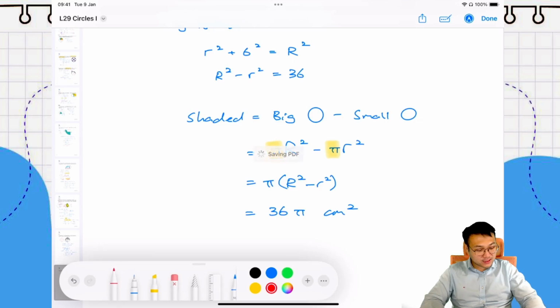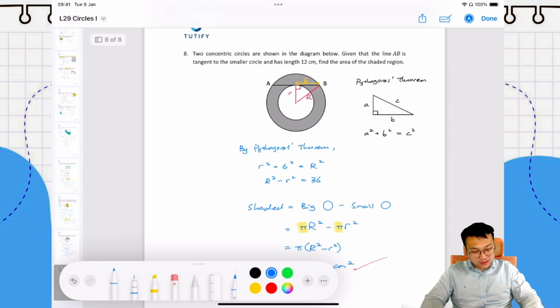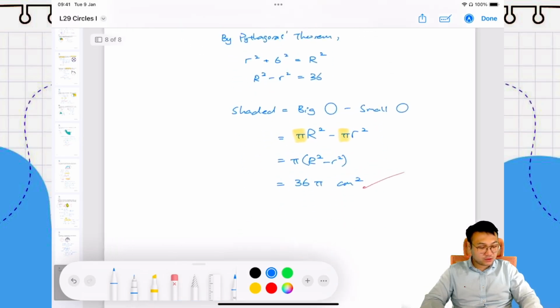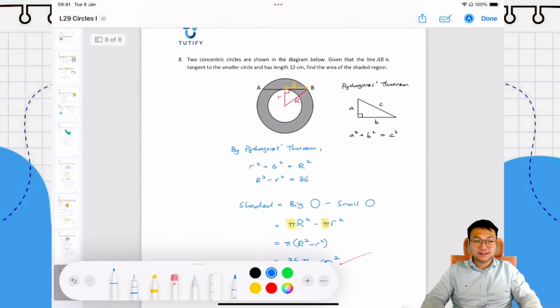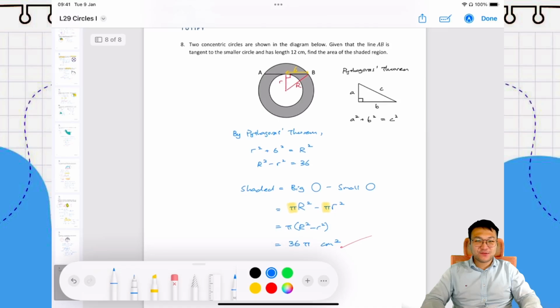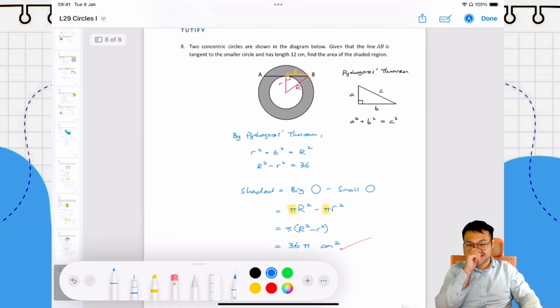If you want to leave your answer like that, please go ahead. Okay? Or if you have a calculator, actually you don't need to. Just leave your answer like that. They didn't even tell you that pi is 3.14. Just leave your answer like that. Anyone have any questions? See how helpful Pythagoras is sometimes?